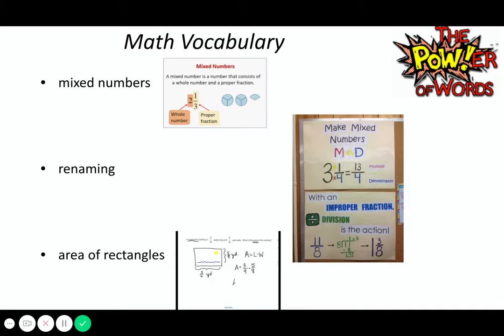Below that, you have area of rectangles. And in this image, you'll see that you have two factors here, which would be the length times width, as you see the formula detailed for you. The length is 3 out of 4. The width is 5 out of 8. So you're going to find the area of this rectangle by multiplying 3 out of 4 times 5 out of 8. A note, remember that when multiplying fractions, you do not need common denominators.